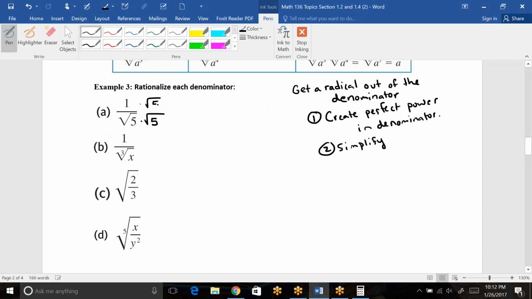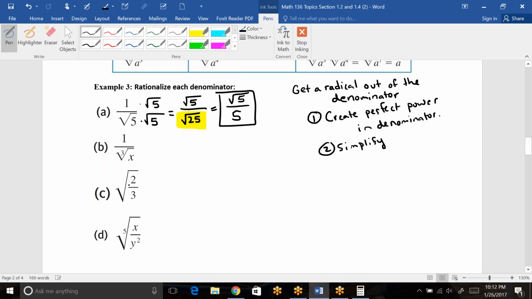So whatever you do to the bottom of a fraction, you do to the top. So this becomes square root of 5 over square root of 25. The whole point of doing this is that this is now a perfect square. You don't want to try to reduce anything on top and bottom. You want to just evaluate the bottom. So square root of 25 is 5, and I've accomplished getting that radical out of the denominator.